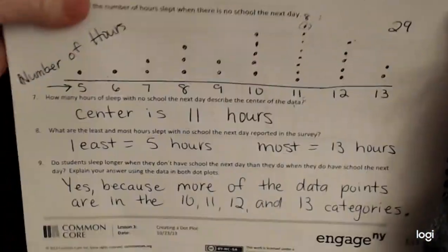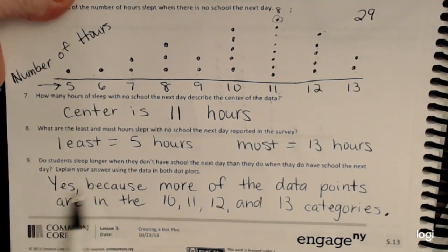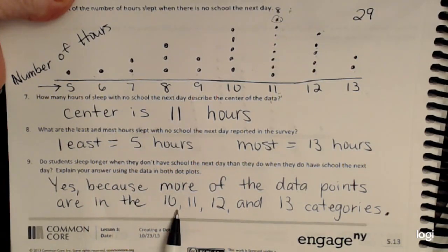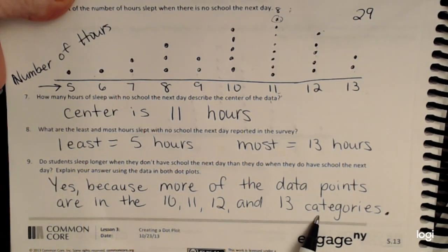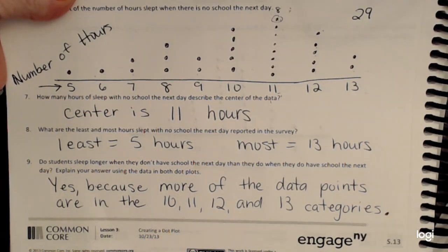Let me move it up so everybody can see. I said, when it asked, do students sleep longer? I said, yes, because more of the data points are in the 10, 11, 12, and 13 categories. We talked about how there's more dots here than there were on our other graph. Okay, so I'll let you write that down.